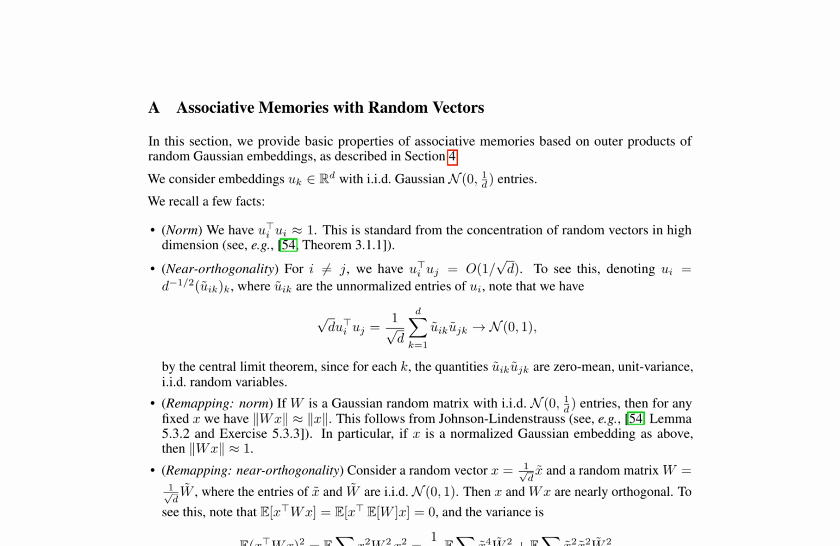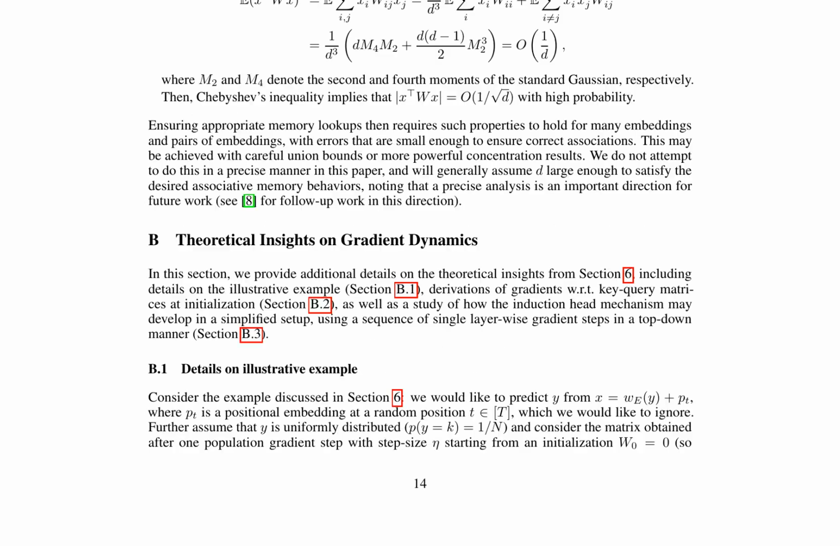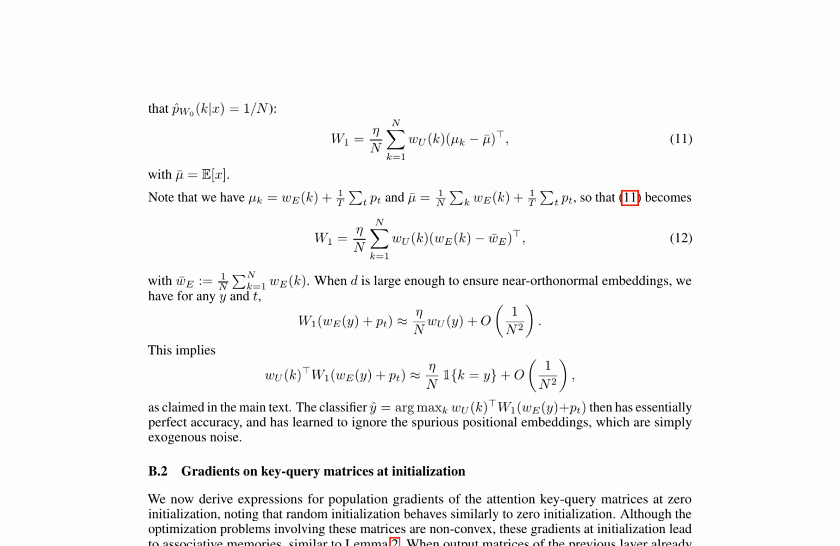Finally, the authors provide additional theoretical insights on gradient dynamics, including details on an illustrative example, derivations of gradients with respect to key-query matrices at initialization, and a study of how the induction head mechanism may develop in a simplified setup. They consider a specific example where the goal is to predict y from x equals y plus p_t, where p_t is a positional embedding at a random position t. They analyze the matrix obtained after one population gradient step with step size eta, starting from an initialization W_0 equals 0. Here is a combined summary of pages 15 and 16 of the research paper.